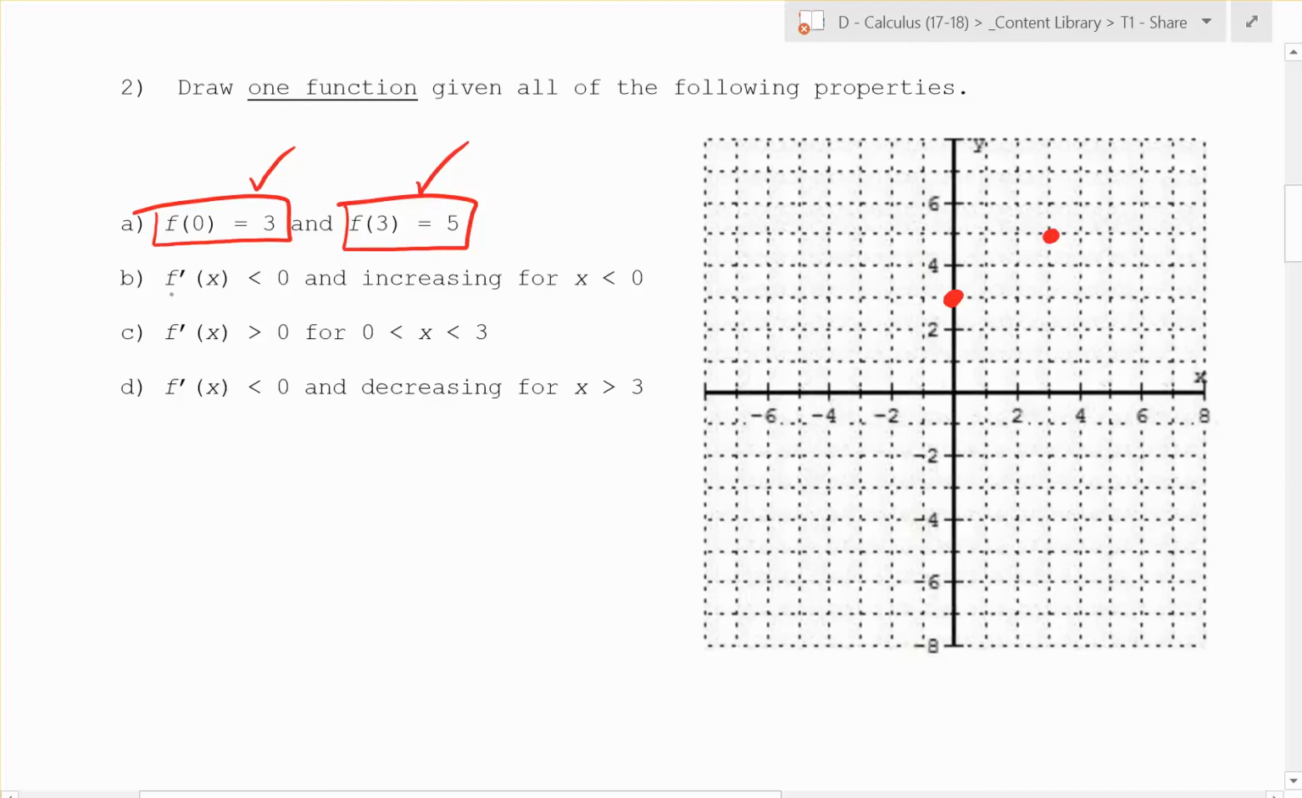And what do we know? f prime, the derivative, is less than 0 and increasing for x less than 0. What does that mean?